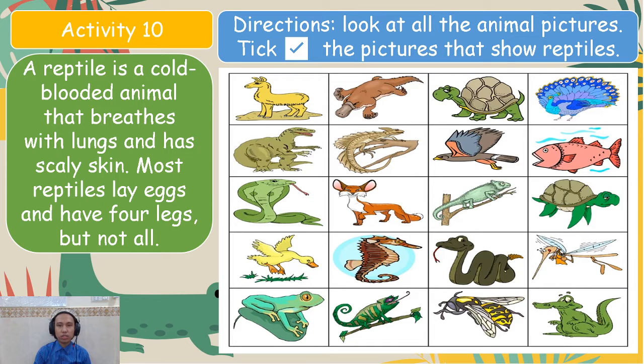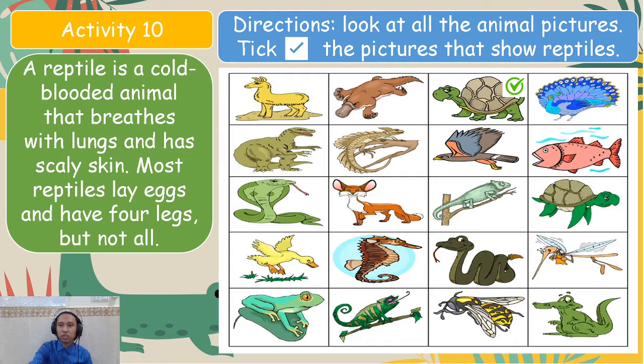So the direction of this activity was: look at all the materials. Look at all the animal pictures on the screen. Tick the pictures that show reptiles. So we just simply tick which of these animals are reptiles. Let's go over it.